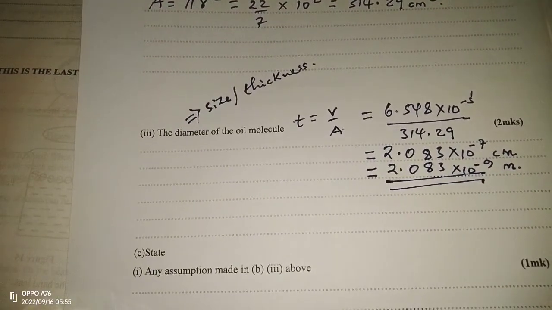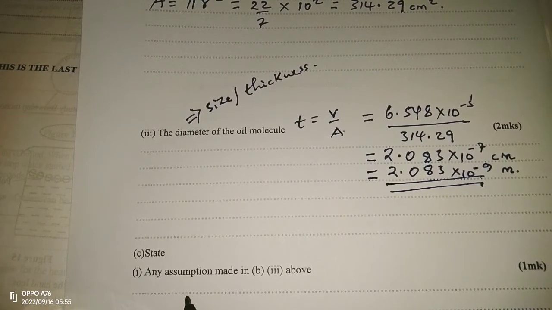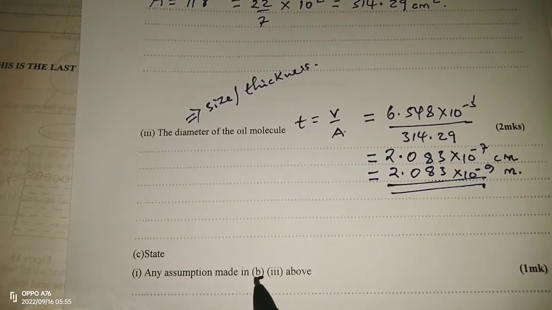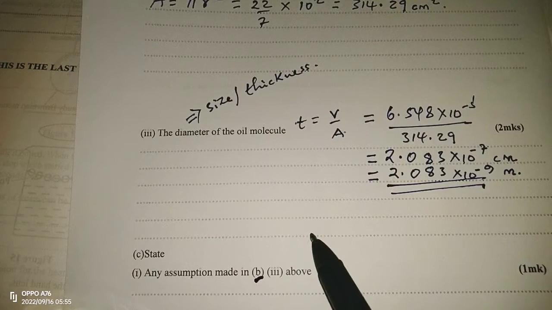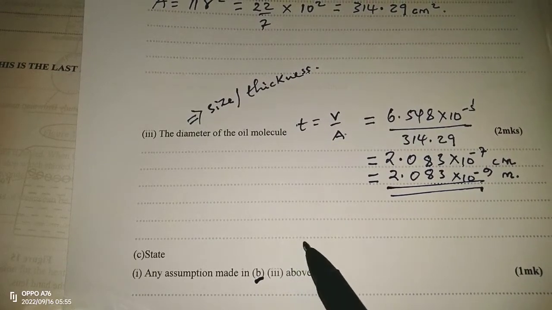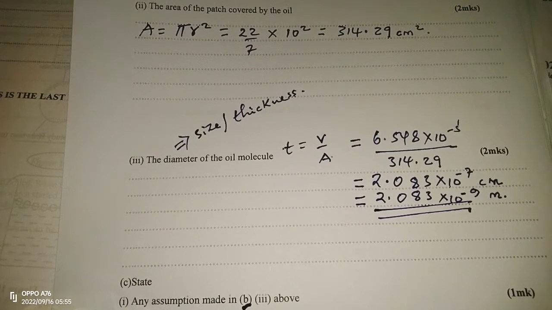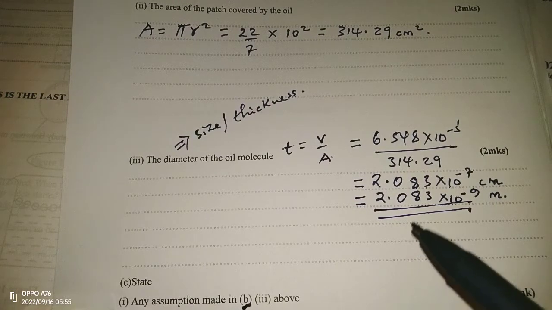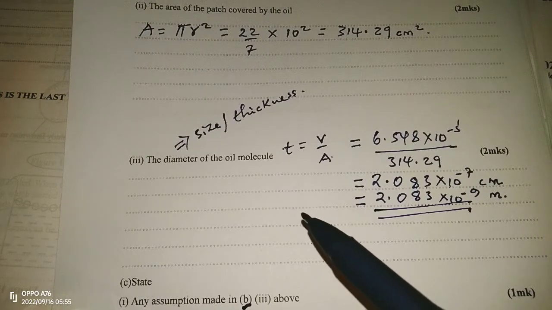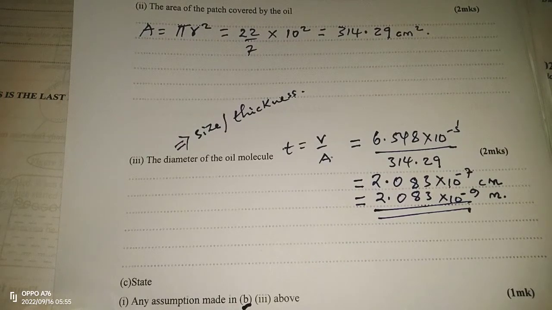Part C, Roman 1: state any assumptions made in part B above. The assumptions made in this oil drop experiment of determining the thickness of a molecule are several. We have one, that the original oil drop is a perfect sphere. That is one of the assumptions we make.